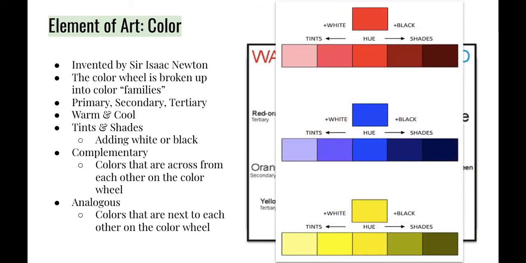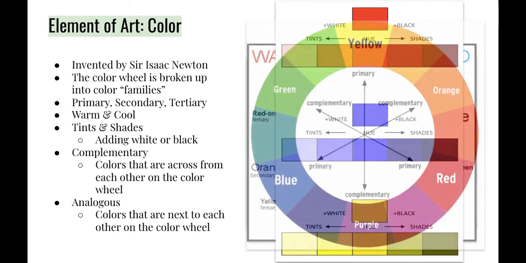Another type of color family is tints and shades. So when you have a color such as red and you add white to it, it becomes lighter, which is also a tint of red. When you have the color red and then you add black to it, it becomes a shade of red. And you can do that with any color.